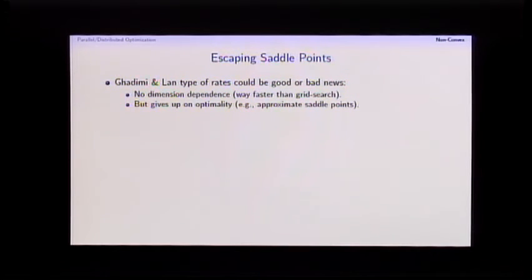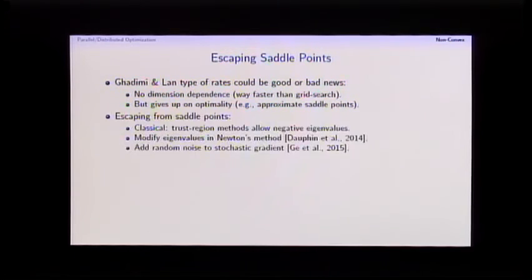Okay, so this type of rate could be good news or bad news. One is that there's no dimension dependence, so there was no d in that rate, unlike with grid search, but you're not getting optimality. So you could hit a saddle point or some other non-minimizing critical point. There has been a lot of work on escaping from saddle points. The classical approach is to use a trust region method, where you have the Hessian, and if you have negative eigenvalues, your trust region problem can actually follow a direction of negative curvature and get out of a saddle point, which is a little bit different than line search methods, which can have more trouble.